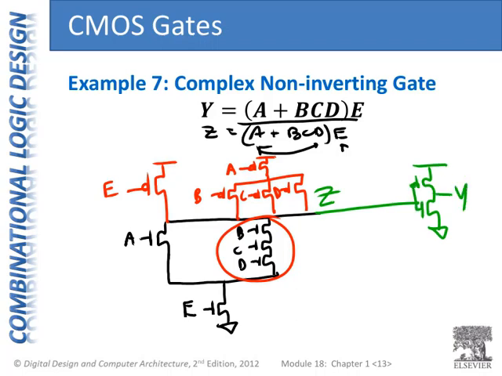And now we have our solution, which is 5 transistors for the bottom, plus 5 transistors for the top, 5T for the pull-up, 5T for the pull-down, plus 2 transistors for the inversion, and we get a 12 transistor solution.